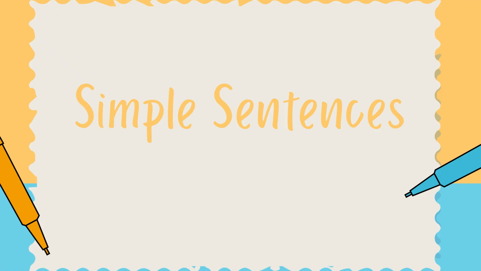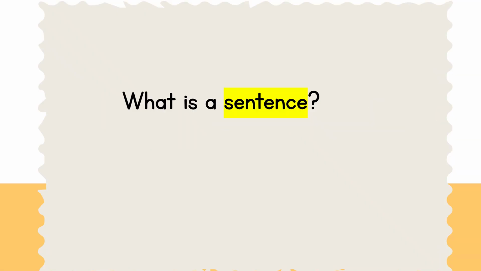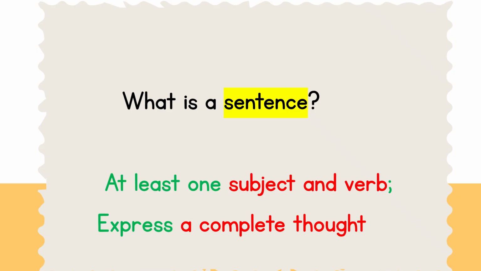Let's learn simple sentences. First, let's learn what is a sentence. A sentence contains at least one subject and verb. It expresses a complete thought.